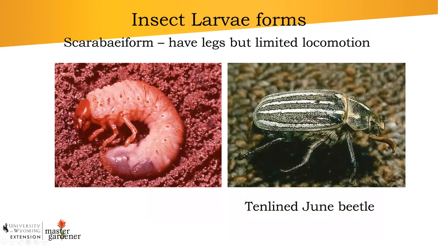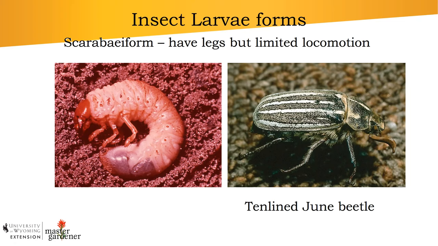If anybody's ever turned over a shovel full of earth where grass is growing, you've probably run into a scarab beetle larva. Almost all of them take this position when you disturb them and expose them from their soil, where they're chewing and eating their way through the soil and the grass roots. This is the larva of a tin-lined June beetle. I don't know why it's that color. I need to adjust the color on that, but it has legs, but it's relatively limited in motion. Like I said, it has powerful chewing mouth parts, and it goes through and it's chewing on the turf.